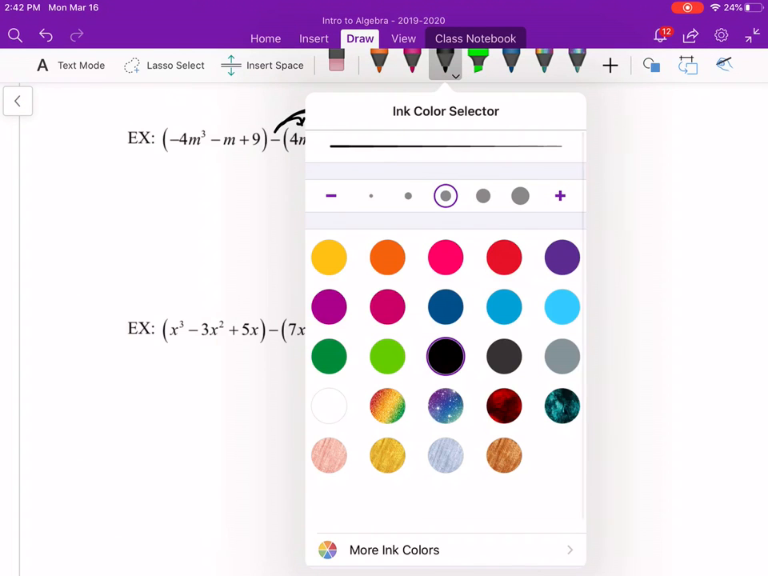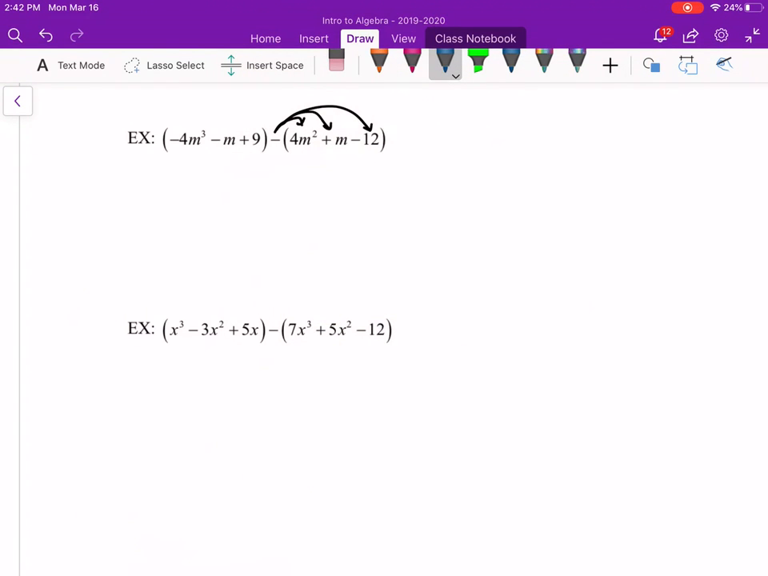So my preference is I actually like to just rewrite the whole problem. So this first parentheses is unchanged. Negative 4m to the second. Negative m because of that distributive property. And then actually a positive 12 because we have a negative times a negative. And at this point, now I can start finding those like terms. M's with m's. Numbers with numbers.